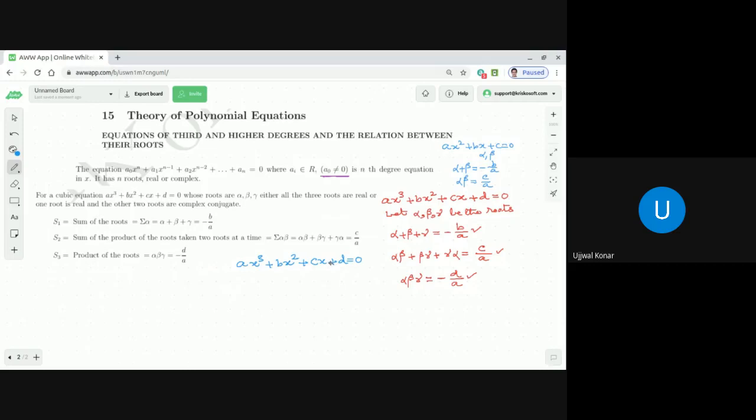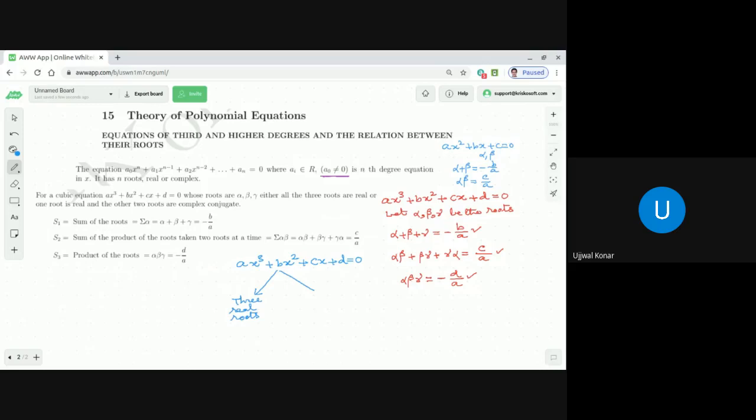Now what are the possibilities? It can have either all the three real roots, correct or not? It can have three real roots. Now another possibility is that you may think, sir, can it have one complex root and two real roots? No, not possible. Why not, dear students? Because complex roots always come in conjugate pairs.